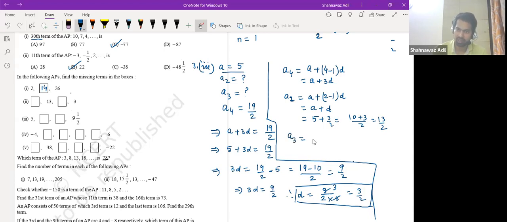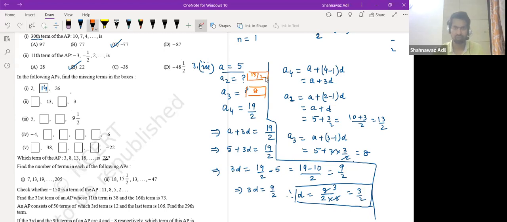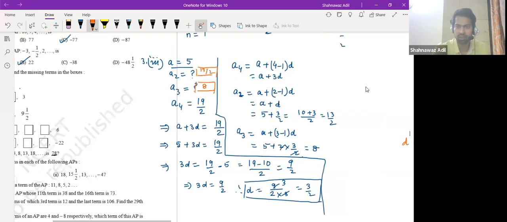A3 would be again A plus 3 minus 1 into D. So this is 5 plus 2 and then 3 by 2. So this is 8. So this we wanted to calculate. This is 8 and this is 13 by 2. So understood this problem? Yes, I'm just noting. Yeah, so please note it down.